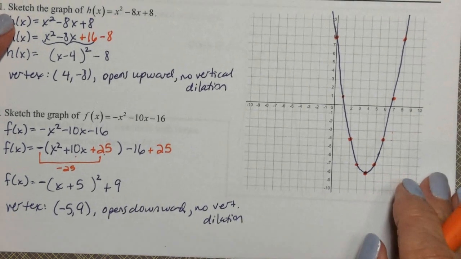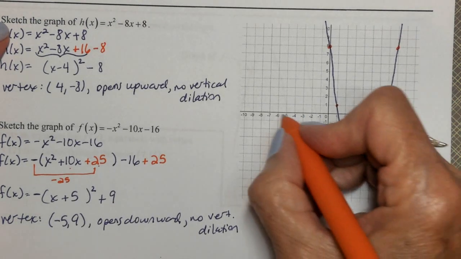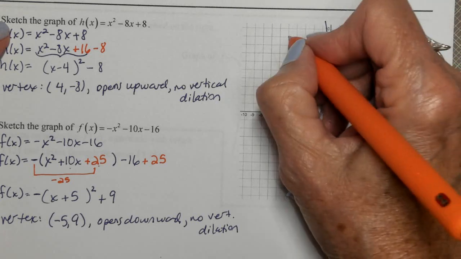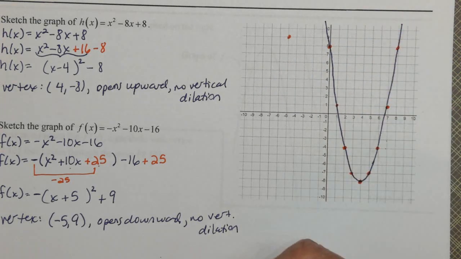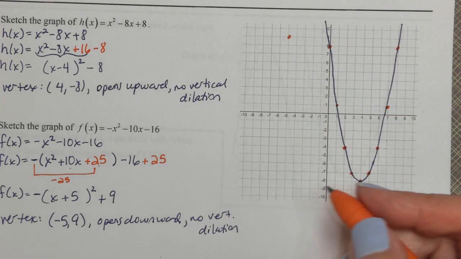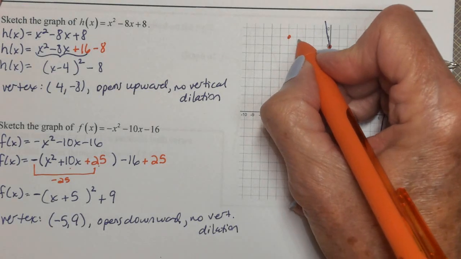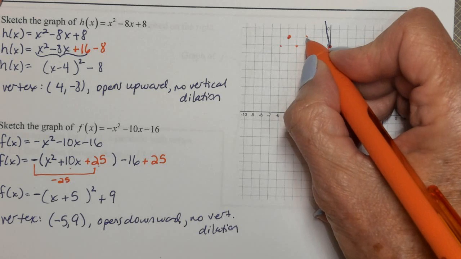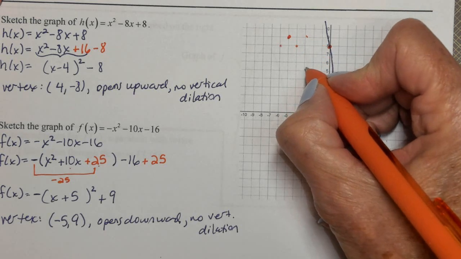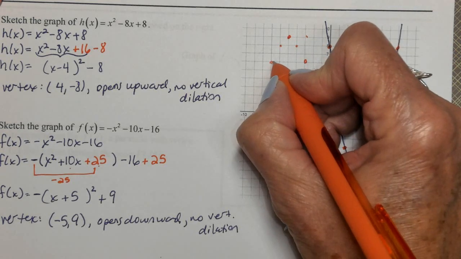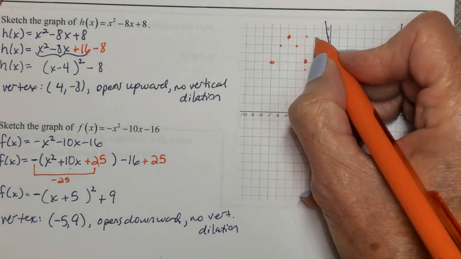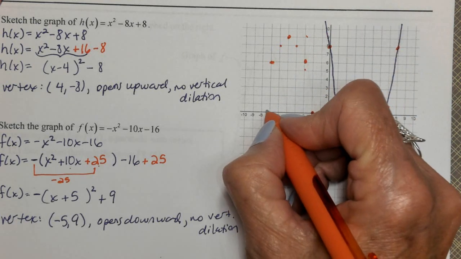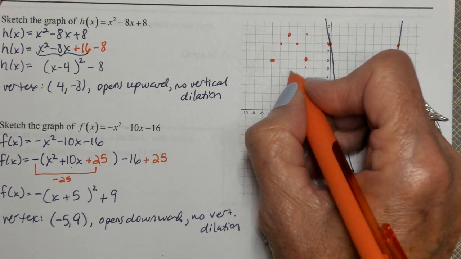All right, so let's go graph this. Negative 5, 9. Negative 5, 9 is right here. And we're going downward in just a 1 dilation. So over 1, down 1 squared on both sides. Over 2, down 2 squared on both sides. Whoops. Over 3, down 9. On both sides. Did I do that right?